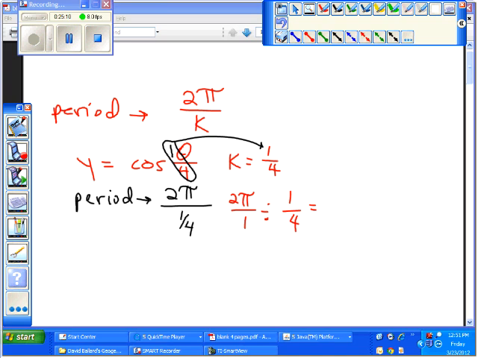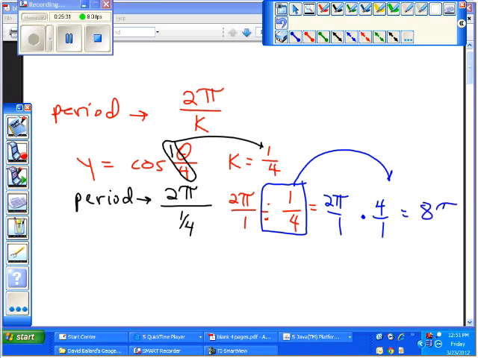This is called a complex fraction. To divide by a fraction, you multiply by its reciprocal. So we got to go back to our basic math. How do you divide by a fraction? You multiply by its reciprocal. So we're going to have 2 pi times 4, which is 8 pi. So my new period is 8 pi. What does that mean?